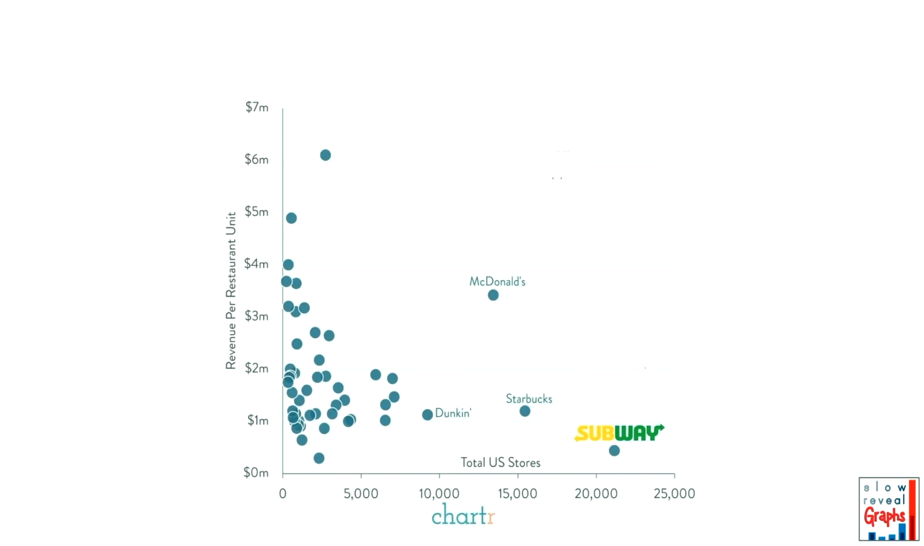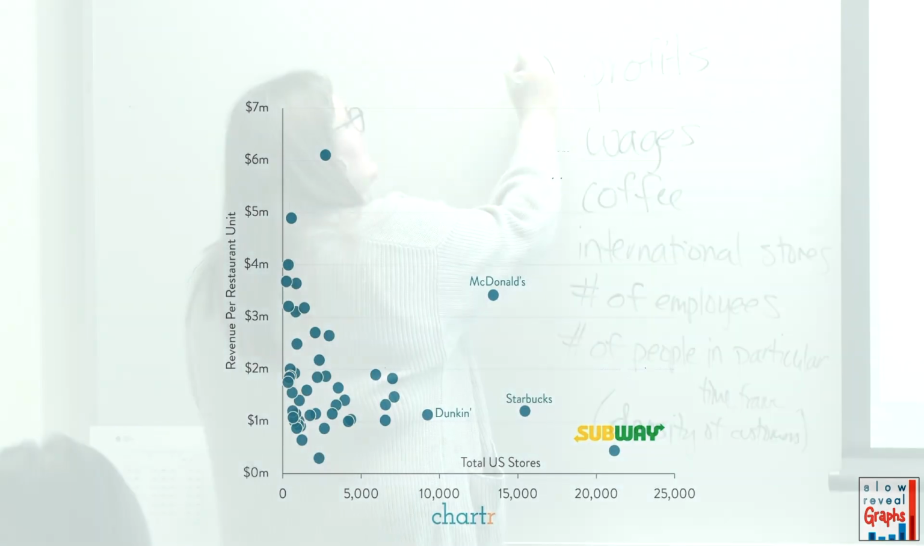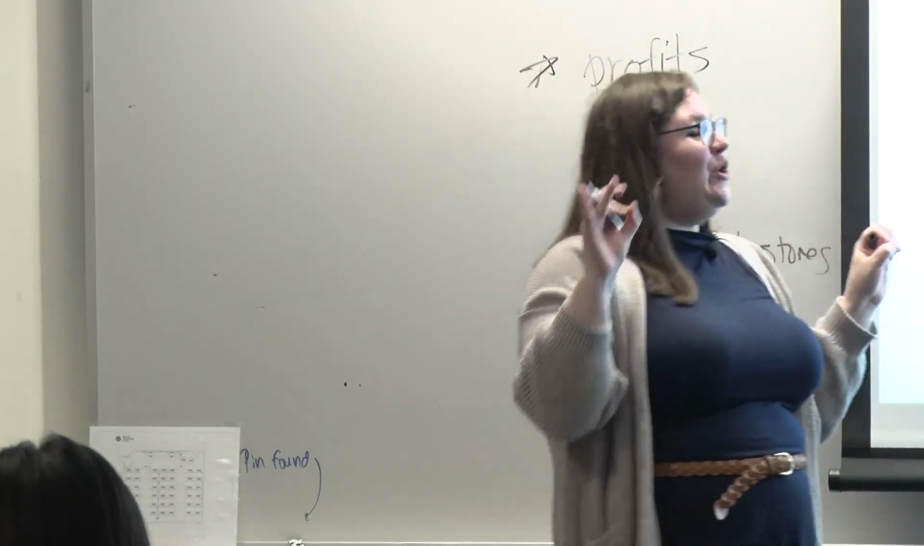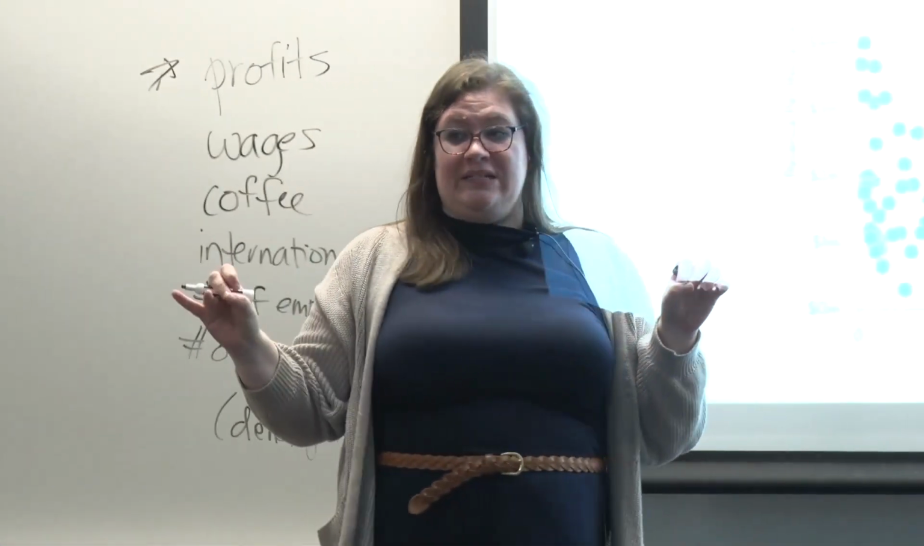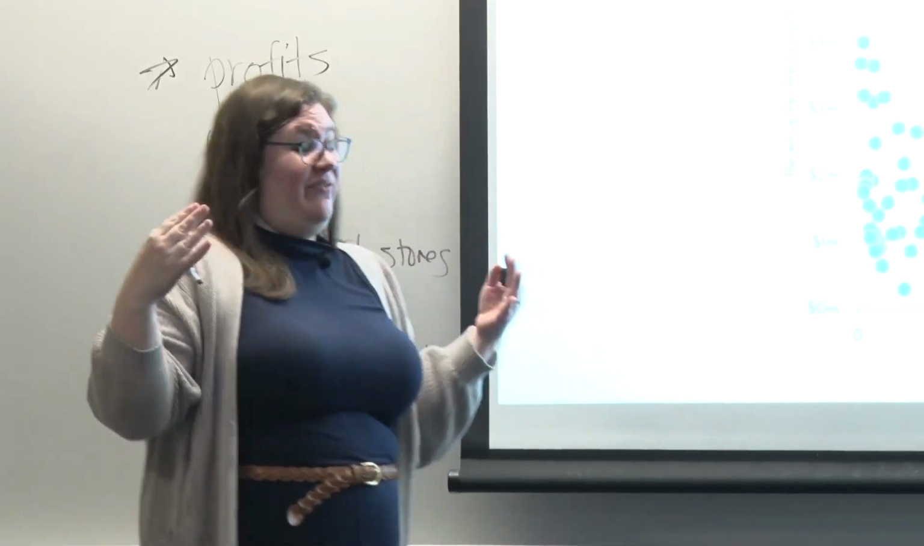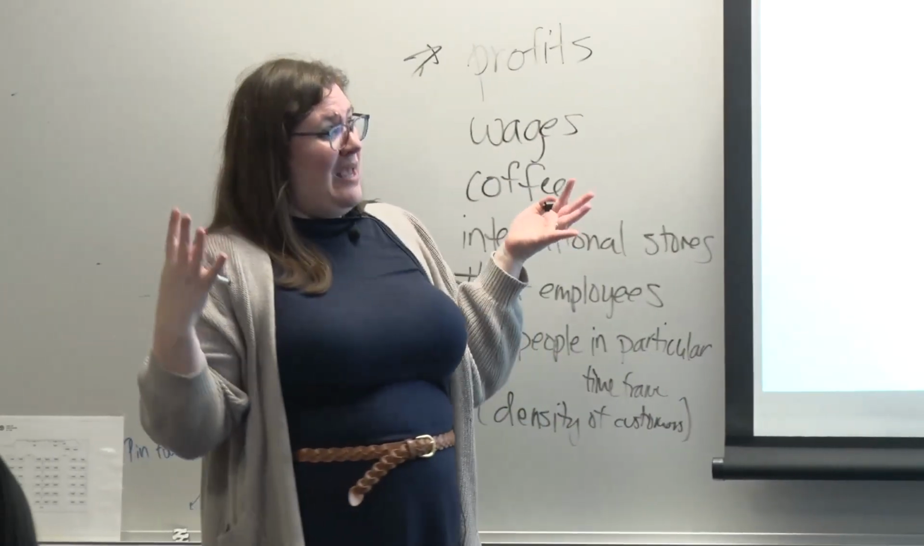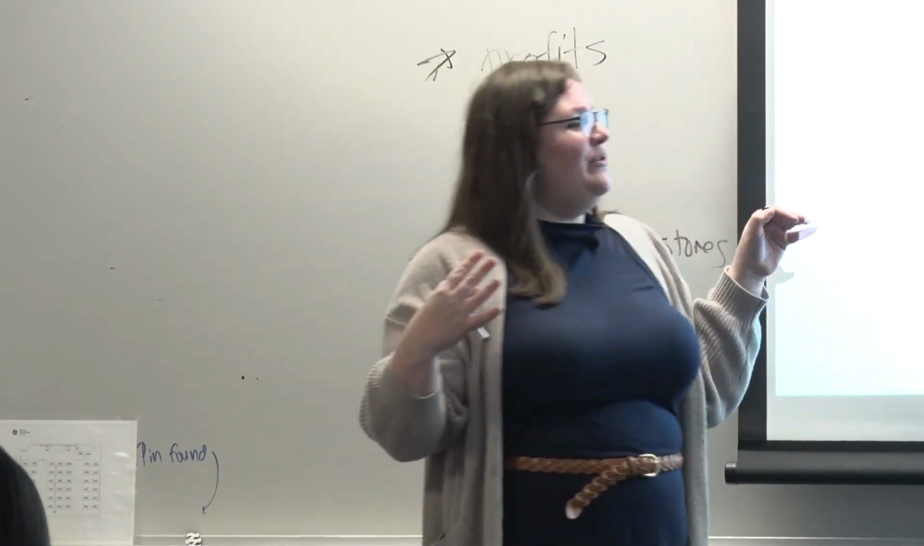What new information did we just learn? For the sake of the microphone, I'm just going to say it, which is revenue per restaurant unit. So that's slightly different than the profits, because this is revenue per restaurant unit. Could we use that to figure out the profits? Maybe. This is revenue per unit.